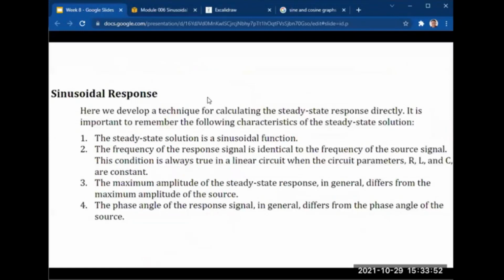Here we develop a technique for calculating the steady state response directly. It is important to remember the following characteristics of the steady state solution. Number 1, the steady state solution is a sinusoidal function. Number 2, the frequency of the response signal is identical to the frequency of the source signal.